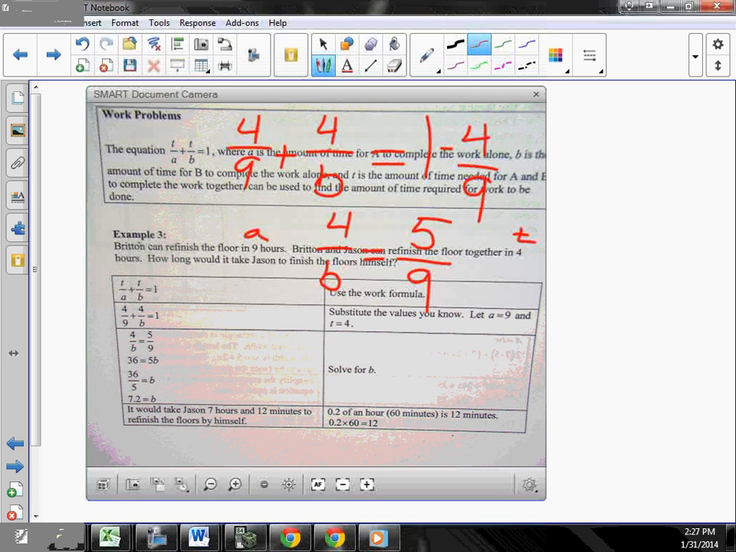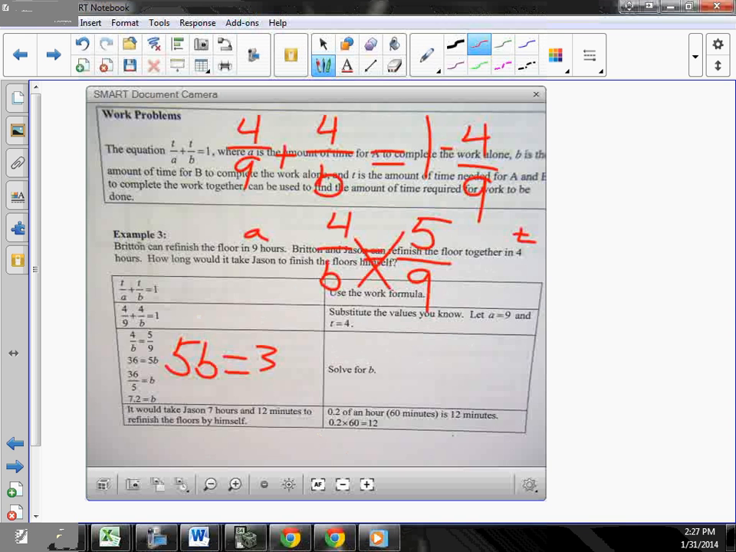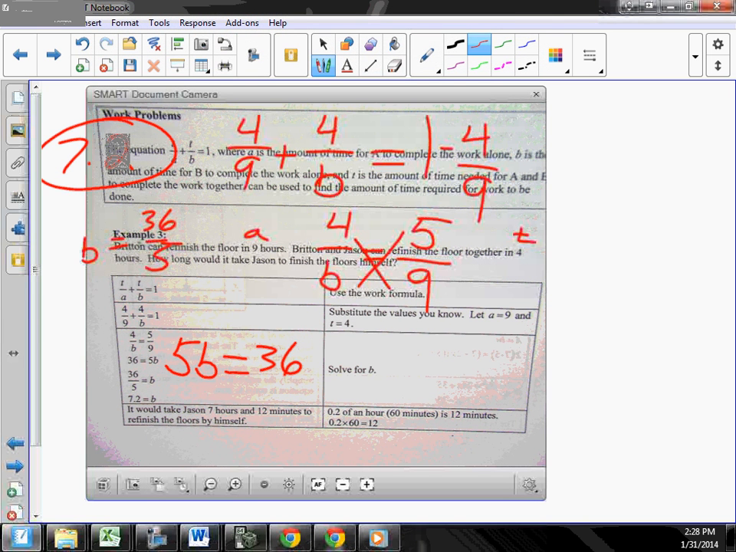Now what? Cross multiply, and you have to remember 0 cannot be a possibility. So if the answer ends up being 0, then the problem is impossible, has no solution. So we cross multiply. 5b equals 36. So b equals 36 fifths, which is 7.2. So it would take Jason 7.2 hours to finish the job all by himself. All right, turn the page.